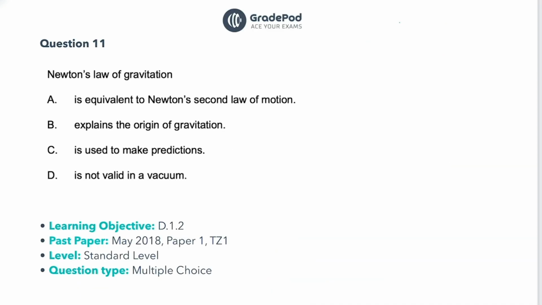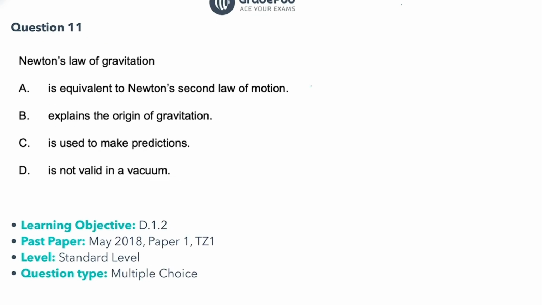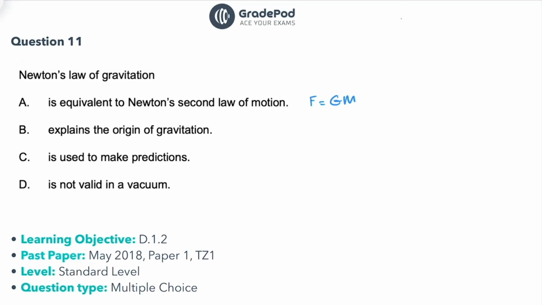Question 11. Newton's law of gravitation, and then we have 4 things to select from. A is equivalent to Newton's second law of motion. Is that true? Well, Newton's law of gravitation is this. And Newton's second law is F equals ma, or if we want to be fancy, it's the rate of change of momentum with time. So they're not equivalent, it's not A. It explains the origin of gravitation. No, it doesn't explain the origin of gravitation. There's much more intricate and detailed physics needed to do that.